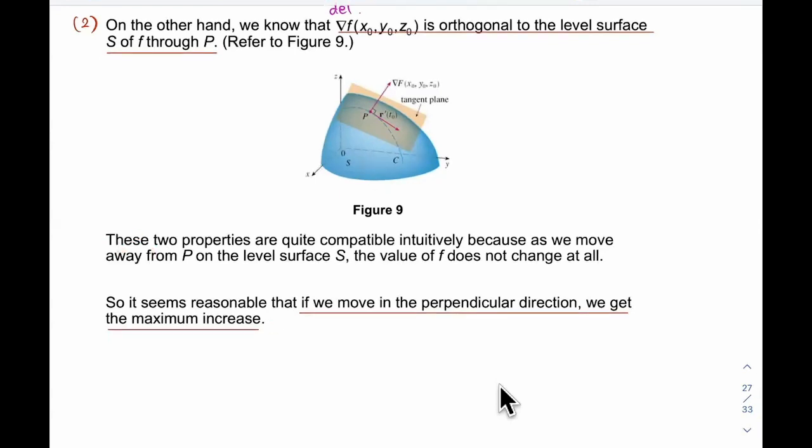These two properties are quite compatible intuitively because as we move away from the point on the level surface S, the value of f does not change at all. So it seems reasonable that we should move in the perpendicular direction. Yes, very good. So this is the level surface, the blue one. As you move along the surface, the function value doesn't change, so it's reasonable to think that if we move in the perpendicular direction to that level surface, we get the maximum increase. Okay, that makes sense.